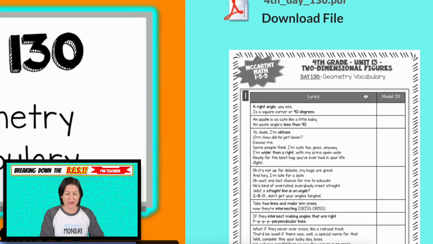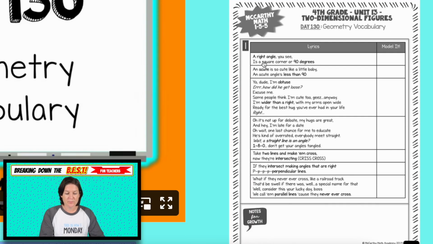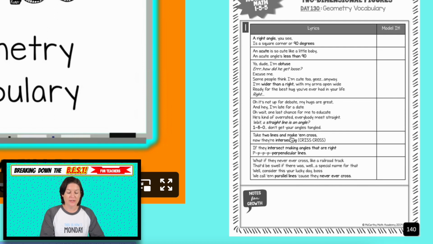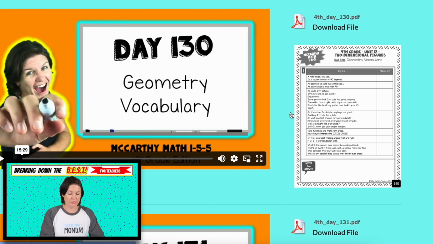And I have a song that we break down the lyrics to. And you can see like a right angle is a square corner or 90 degrees. And acute is so cute like a little baby. An acute angle is less than 90. Okay, so it's going through a lot of the vocabulary words that you'll need for this one.